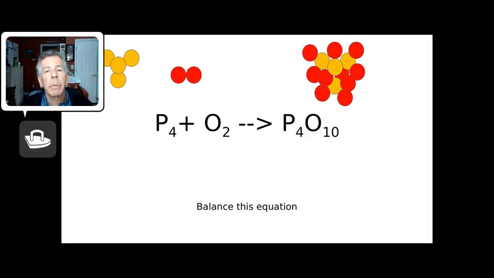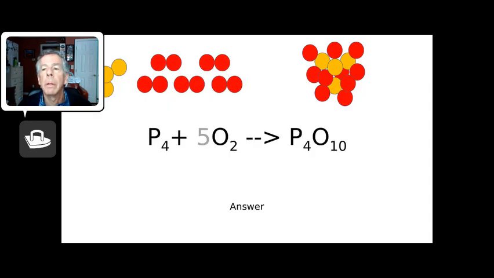So we have phosphorus gas here, plus oxygen. So 4 phosphorus atoms here, plus 2 oxygen atoms there, equals 4 phosphorus atoms there and 10 over here. So phosphorus is already balanced, so this is easy. All you need to do is add a 5 here and you are good. That's an easy one there.